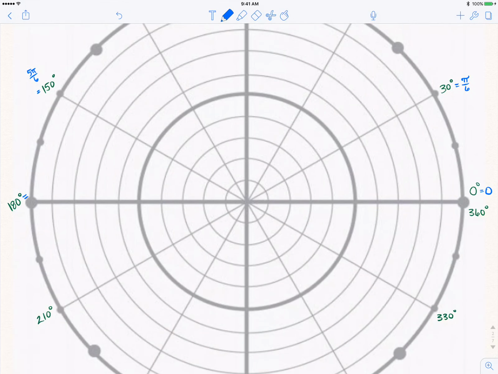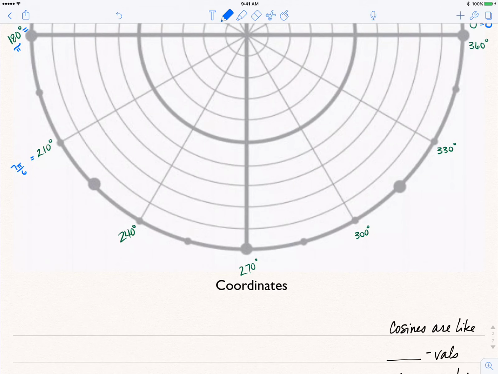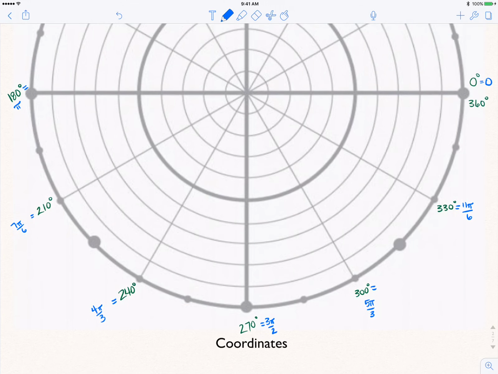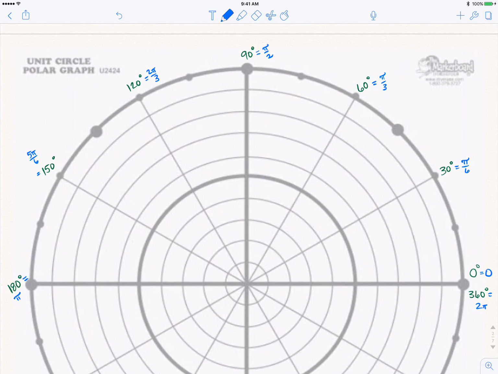6 pi over 6 will just be pi. 7 pi over 6 will not reduce. 8 pi over 6 will reduce to 4 pi over 3. 9 pi over 6 will reduce to 3 pi over 2. 10 pi over 6 will reduce to 5 pi over 3. 11 pi over 6 will not reduce. And lastly, 12 pi over 6 will reduce to 2 pi. So that takes care of the spokes. So we counted by 30s, we counted by pi over 6s.